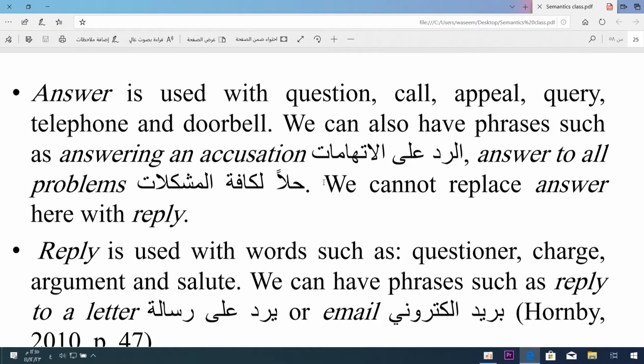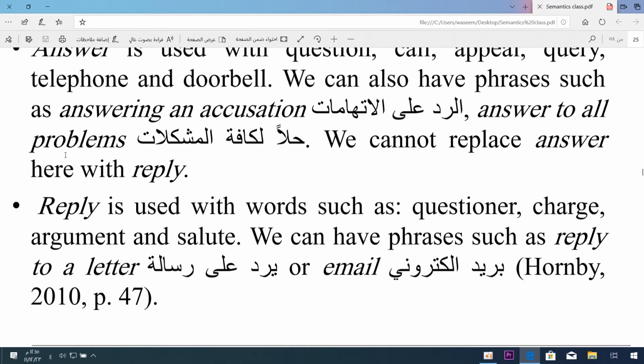Okay, if a teacher asks a student a question and the student is thinking and seems not able to answer, he would say, you haven't answered my question, but I think you can say that you haven't replied to my question. Reply is used with words such as a question, a challenge, argument, and salute. We can have phrases such as a reply to a letter. Okay, thanks for your reply, dated 17th September, and so on. Reply to an email, okay, and so on.